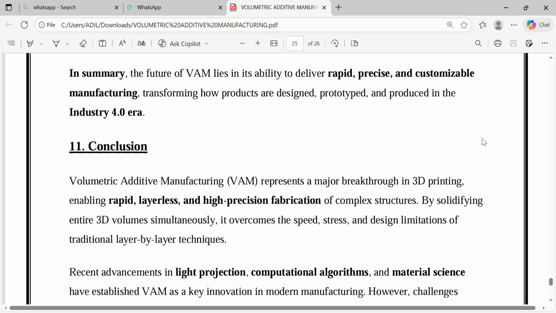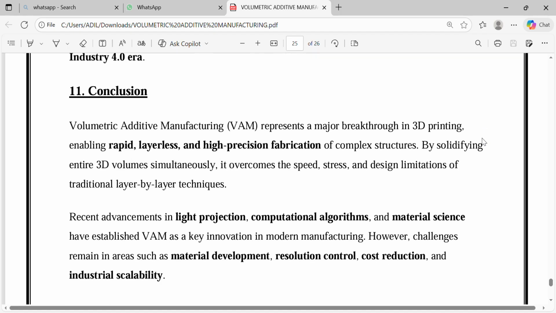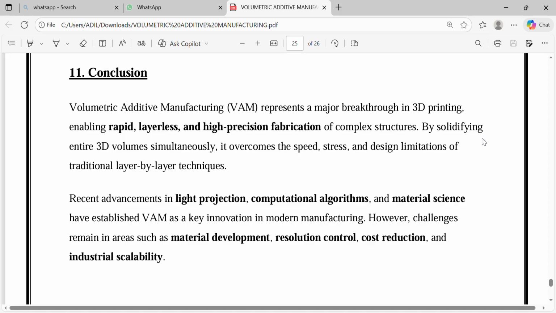Here is a summary of these prospects. The future of VAM lies in its ability to deliver rapid, precise, and customizable manufacturing, transforming how products are designed, prototyped, and produced in the Industry 4.0 era. Now we conclude volumetric additive manufacturing.